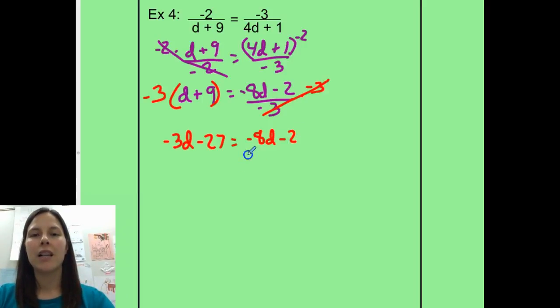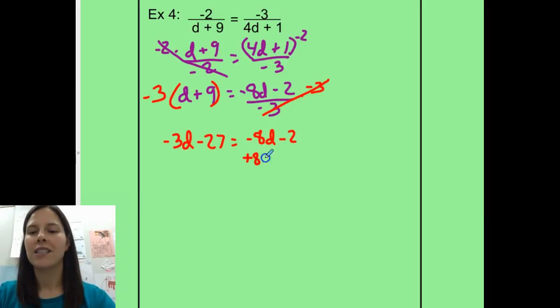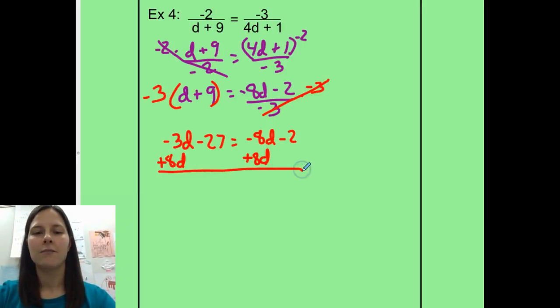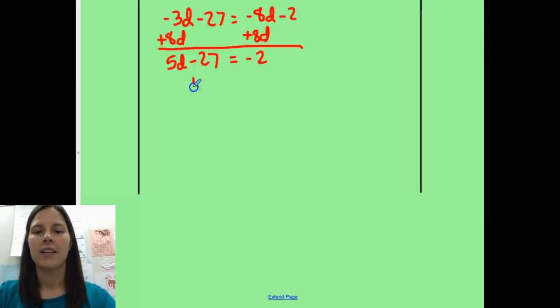Now I have a variable on both sides, so I want to pick the variable with the smaller coefficient to cancel. The smaller coefficient is negative 8, so I'm going to add 8d to both sides, giving me 5d minus 27 equals negative 2. Don't lose your negative sign. Adding 27 to both sides, we get 5d equals 25. And dividing both sides by 5 to solve for d, we get 5.